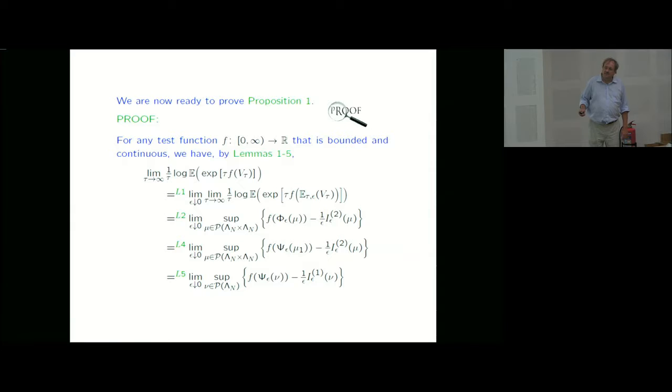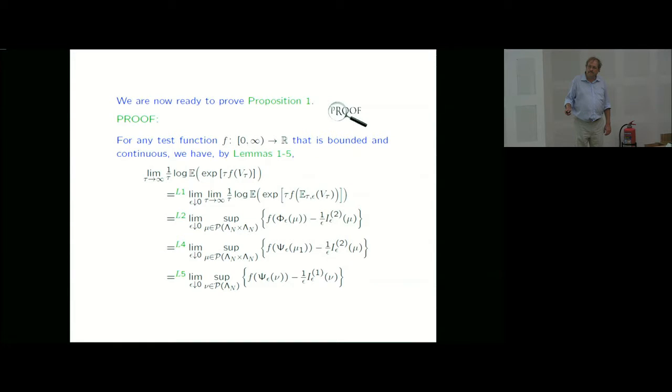We say, let's look at the exponential growth of some moment-generating function of the volume that we're interested in, where f can be any test function that you like. It has to be bounded and continuous. I claim that if I know this for all f's, I know the large deviation principle, as I will say at the end. So, what would this limit be?